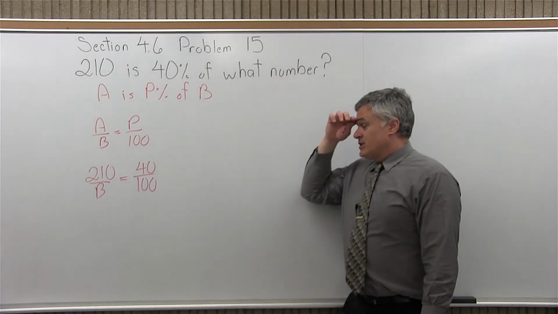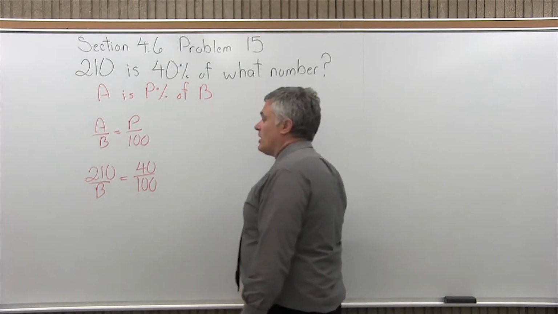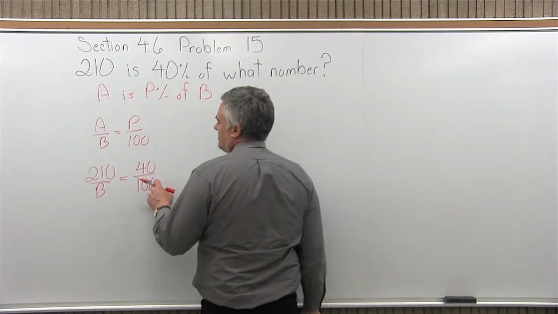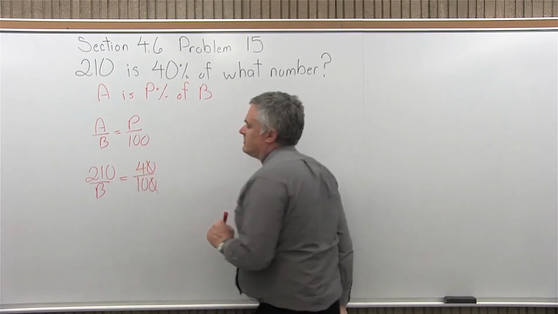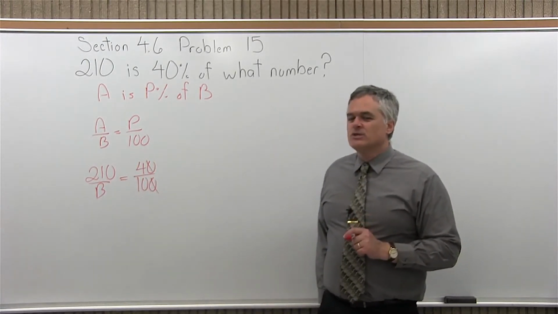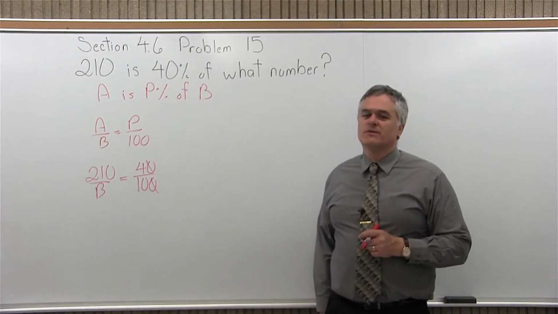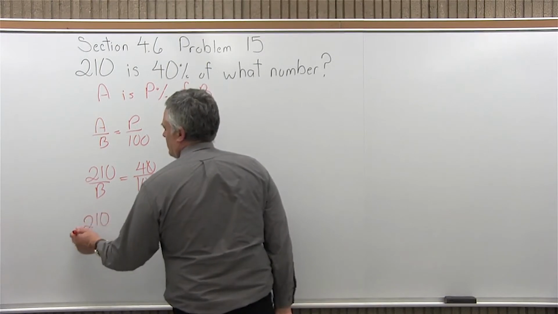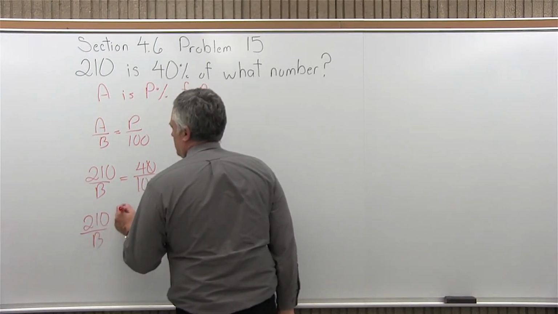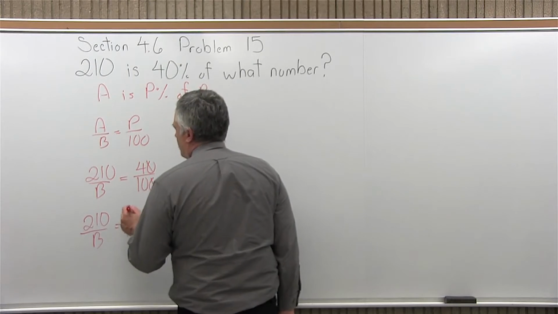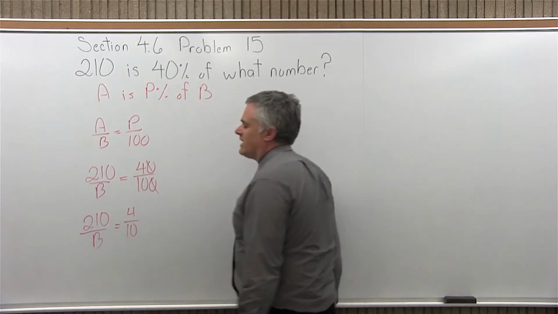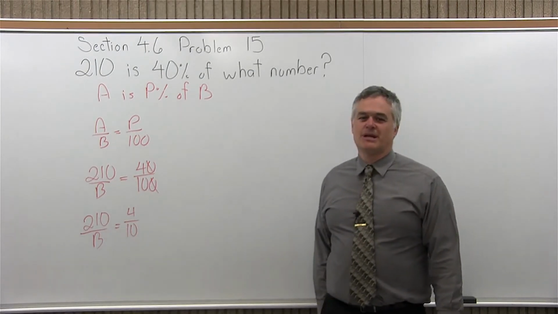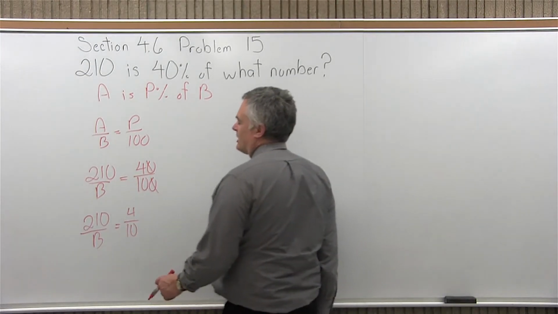So now I have an equation with one unknown, and I can reduce this a little bit. I can cancel a 0 off the end. I can reduce a little bit more, but then the multiplication becomes more difficult later. So I'll just reduce it a little bit. 210 over B equals 4 over 10. I could make it 2 over 5, but the 10 times 210 is much easier, 2100. 5 times 210, I'd probably wind up doing it out by hand. So I'll reduce a little bit, but not too much.